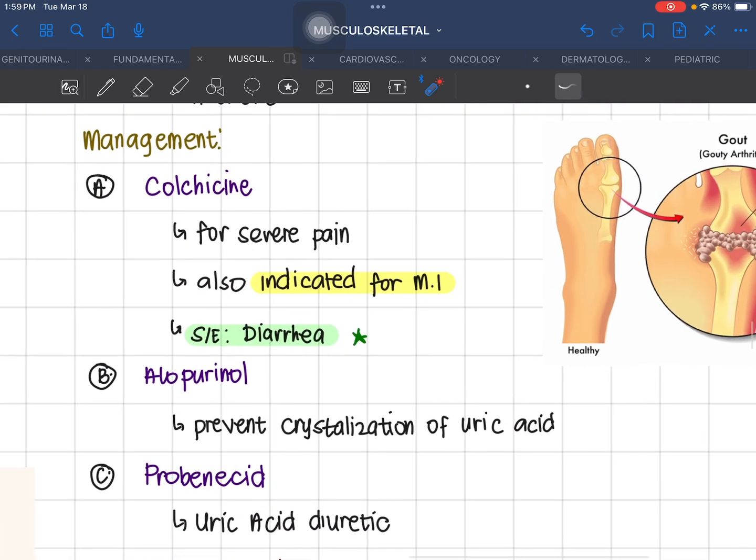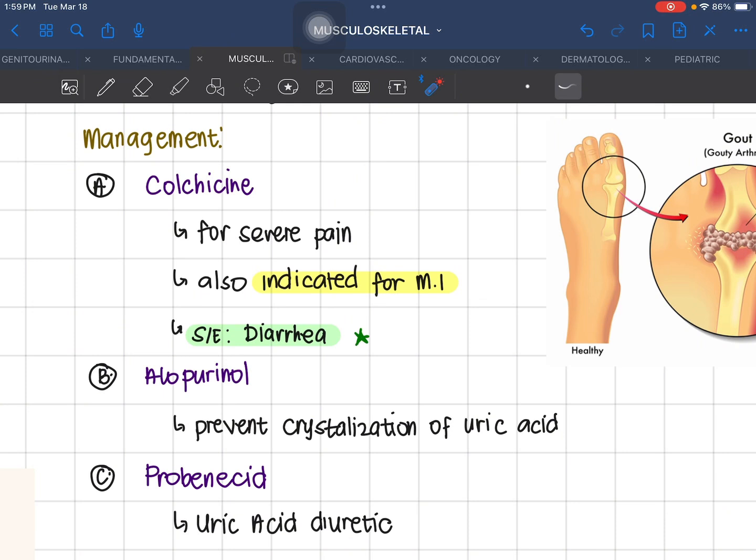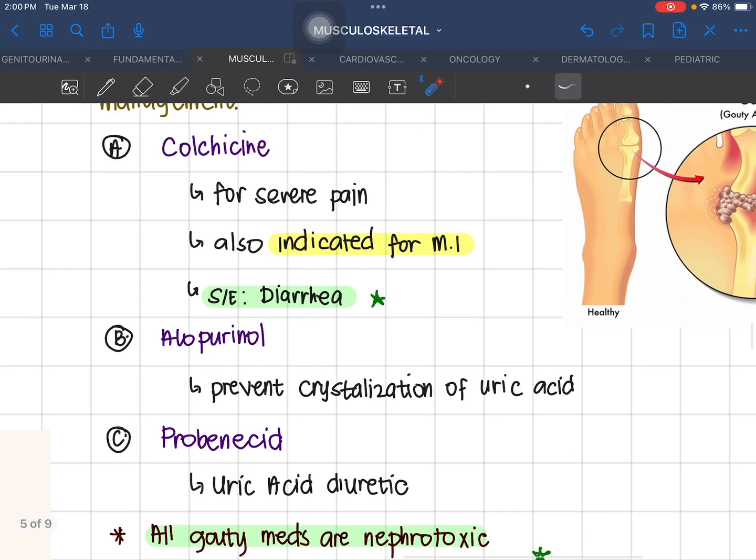Kaya, isa sa mga management ng gouty arthritis ay yung colchicine. Yung colchicine is for severe pain and kadalasan ginagamit din siya o indicated for MI o myocardial infarction. Ang side effects ng colchicine ay diarrhea. Next, another drug na ginagamit for gouty arthritis is yung allopurinol. Allopurinol is to prevent the crystallization of uric acid. And lastly, probenecid. Probenecid is a uric acid diuretic.